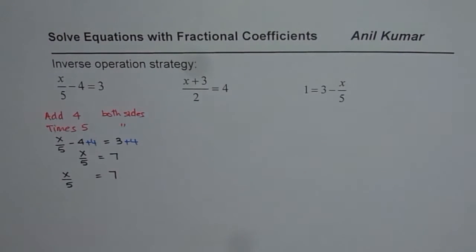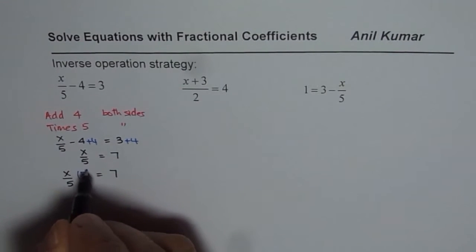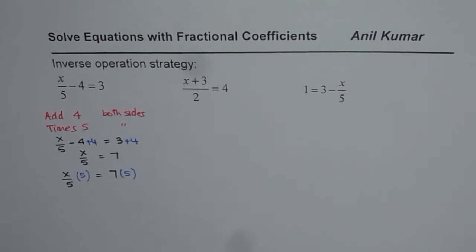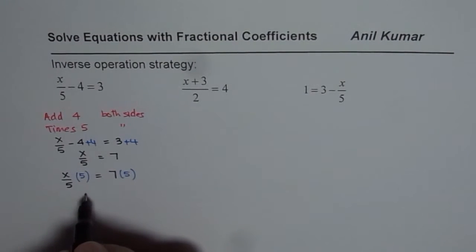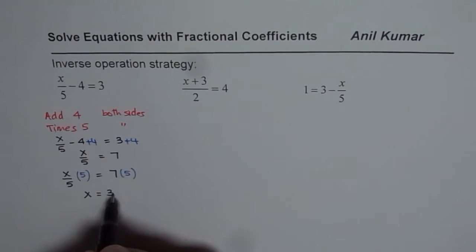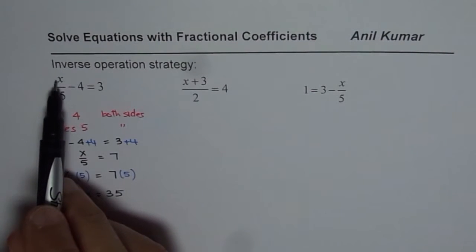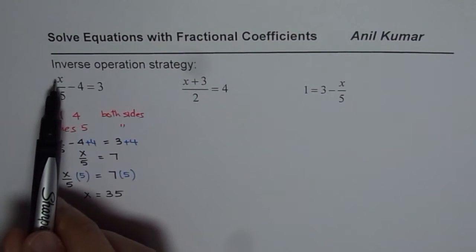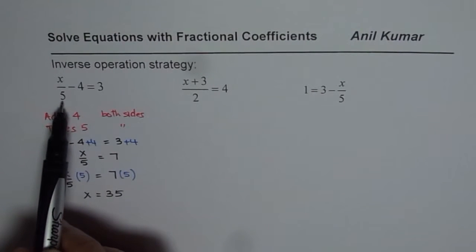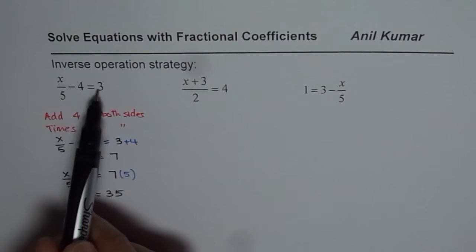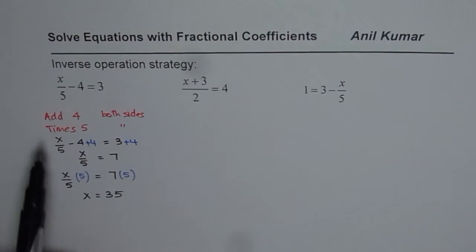So now we have x divided by 5 equals 7. We need to multiply by 5, that is, times 5 on both sides. So you get your solution, which is x equals 35. Now what you should do is substitute 35 here and check. If I substitute, 35 divided by 5 is 7, and 7 minus 4 is indeed 3. Correct? That is how you have to do both these questions.